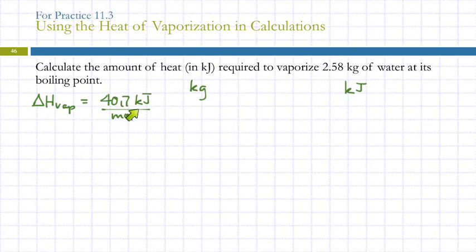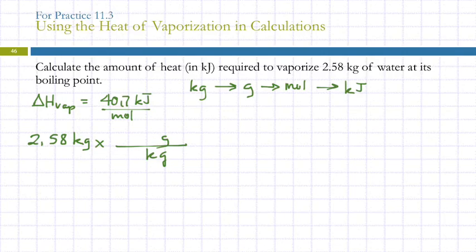So this is kilojoules and moles, right? So if I had moles, I could get kilojoules. So before kilojoules, I need moles. And there we've got kilograms. Molar mass is generally in grams, so I need to get from kilograms to grams, and then to moles, and then to kilojoules. So 2.58 kilograms. I'm going to go to grams, getting kilograms in the bottom. I go to moles, got grams in the bottom. I go to kilojoules, and moles in the bottom.